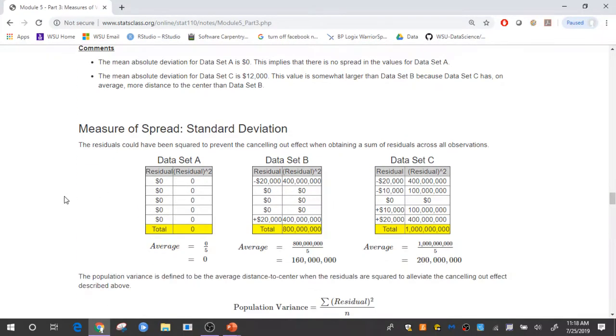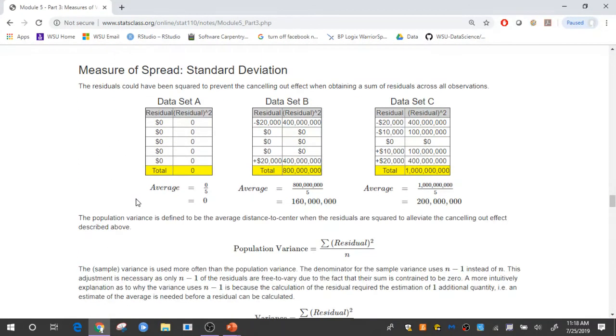Okay, so let's talk about when I square the residuals. When I square the residuals, I'm actually doing a calculation for the standard deviation. So here are the calculations again for data set A, data set B, and data set C. I'm going to take the negative 20,000 here, and I'm going to square that residual, which gives me a very large number. So that's 400 billion, I guess.